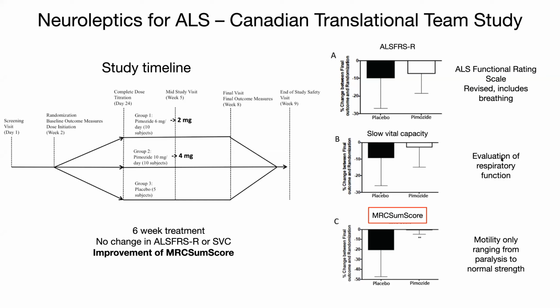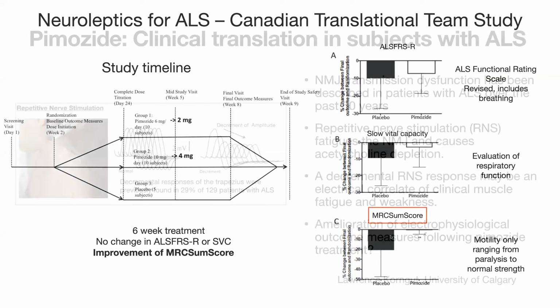ALS functional scale, no effect on slow vital capacity. However, they did see improvement in something called the MRC sum score. And this is a number of assays that look at motility ranging from paralysis to normal strength. So pimozide managed to stabilize this, whereas the patients on the placebo got worse over the course of the study.